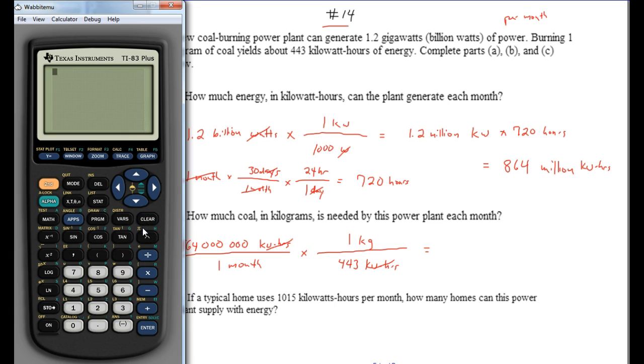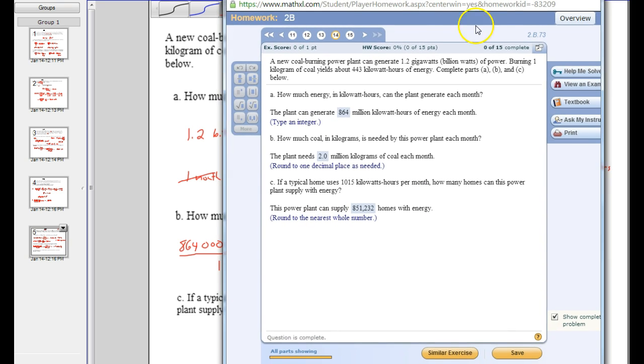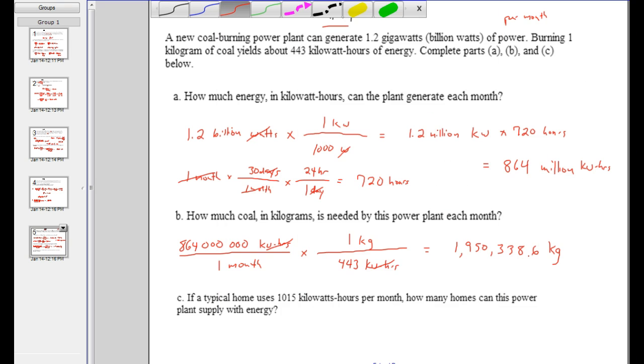So 864 million divided by the 443 is 1,950,338.6 roughly. Now, your homework question for this particular one will have you write that in million kilograms of coal. So that would be 1.950 million. If it wants you to round it to the nearest tenth, which it does, that would be about 2.0 million. So that's where that answer is coming from.